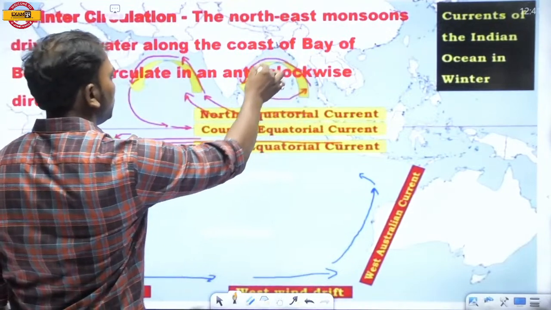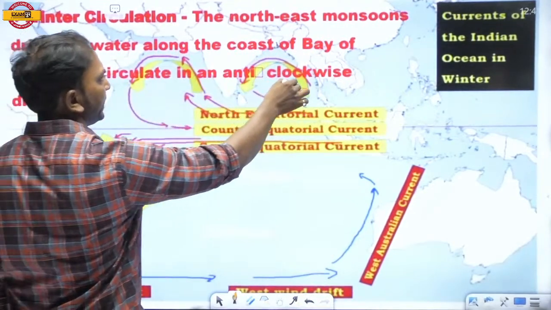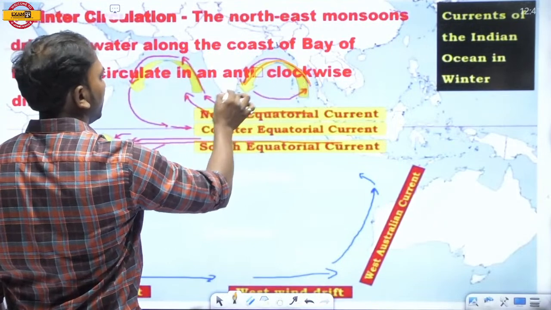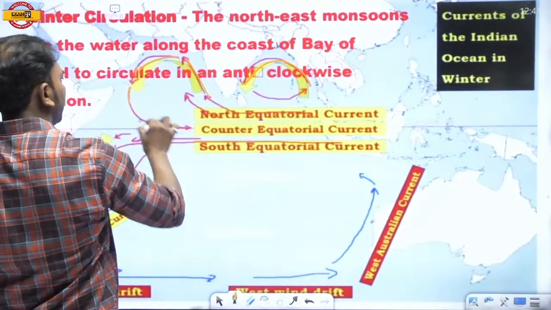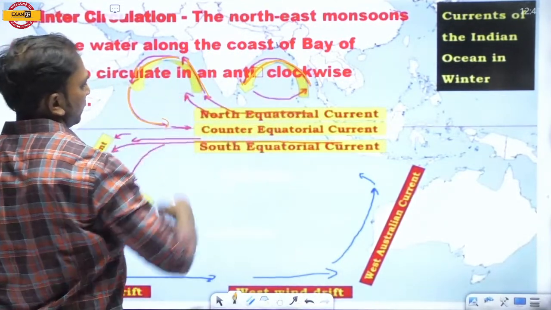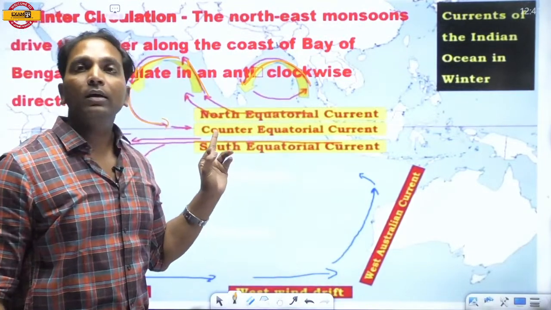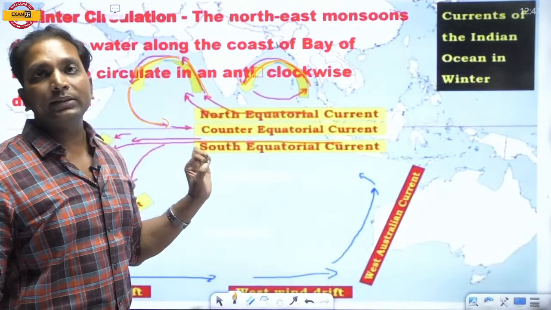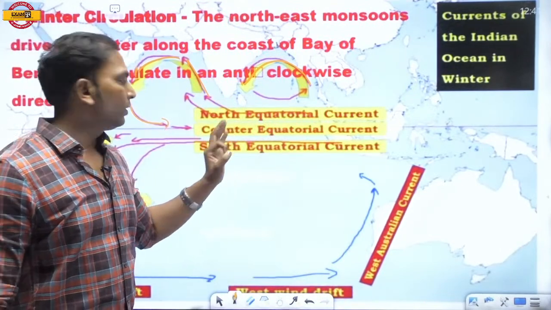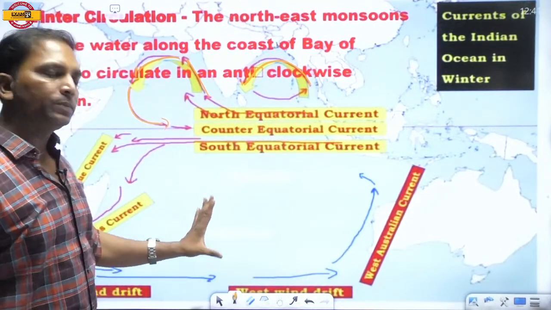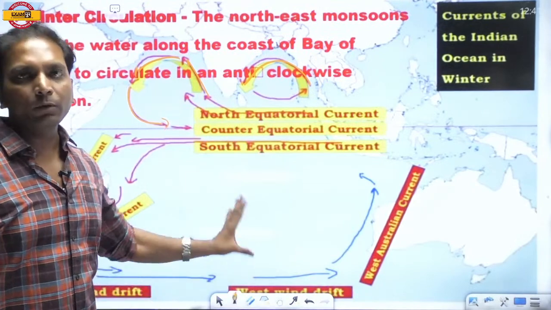From northeast to southwest direction. So there the direction is like this. Okay, like this. So this is the direction. In winter season, it acquires the anti-clockwise direction in the northern hemisphere, while in the southern hemisphere, it remains the same for both seasons.